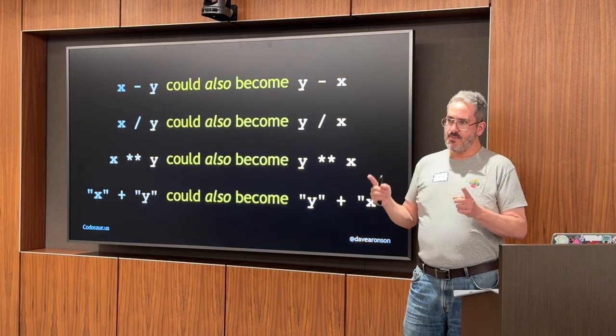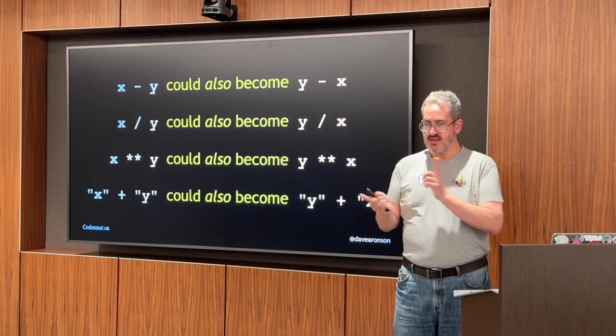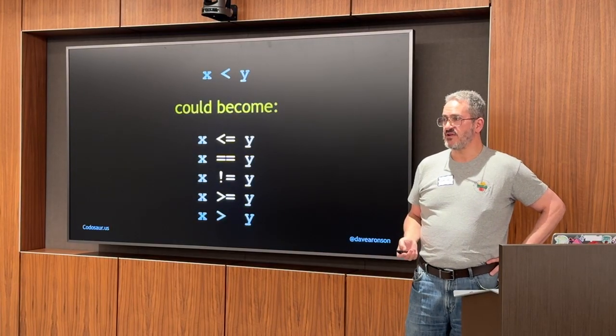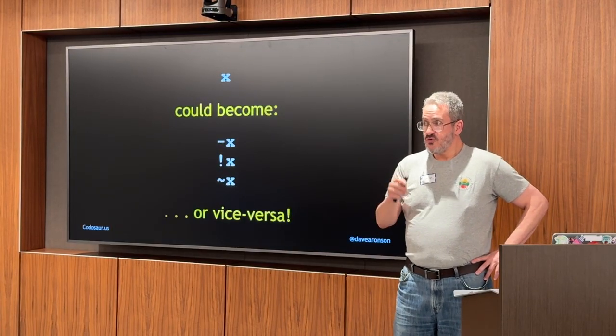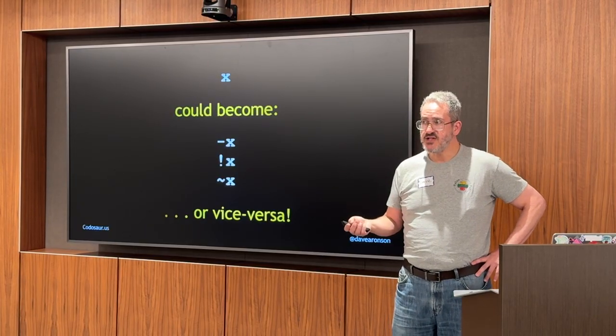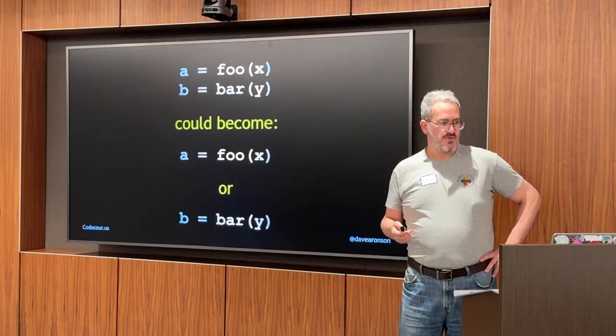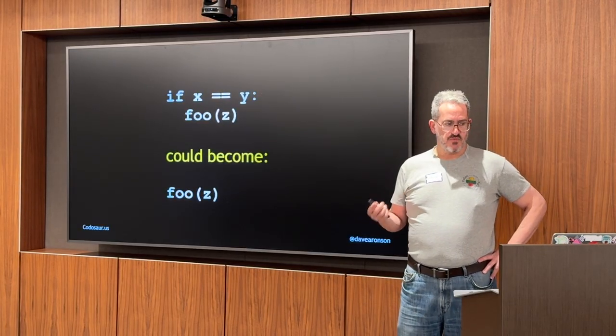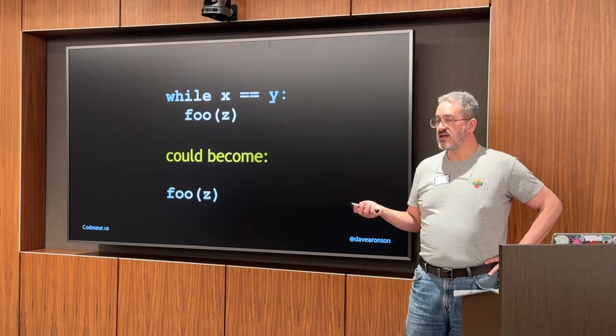When the order of operands matters, it can swap them. It can change a comparison from one to another. It can insert or remove a mathematical, logical, or bitwise negation. It can remove an entire statement or expression. It can remove an if condition or a looping condition.